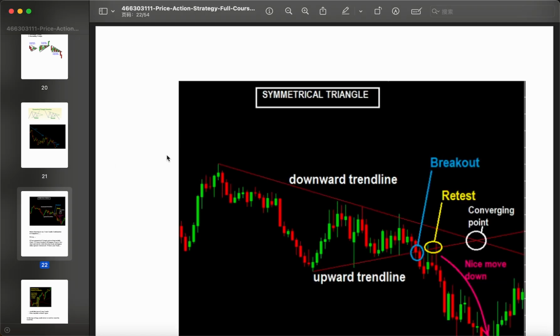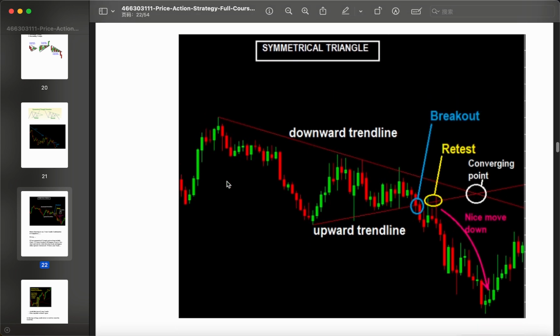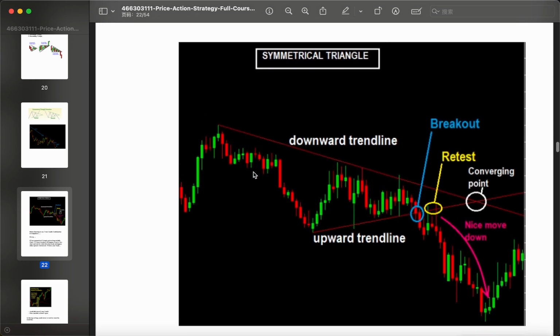Okay, so the next slide, here we see another symmetrical triangle. This is the downward trend line, and this is the upward trend line. And we see here in the blue circle, this is a breakout, and then there will be another retest because the price doesn't just end there. It bounces back and then hits further downwards. So the price is retested on the upward trend line.